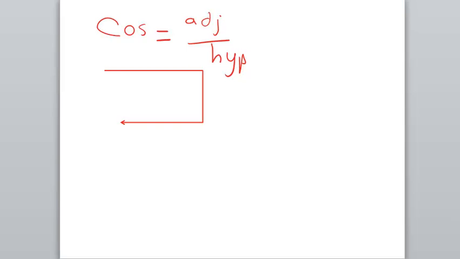Why isn't it rubbing off? Okay, never mind. We can continue with it.